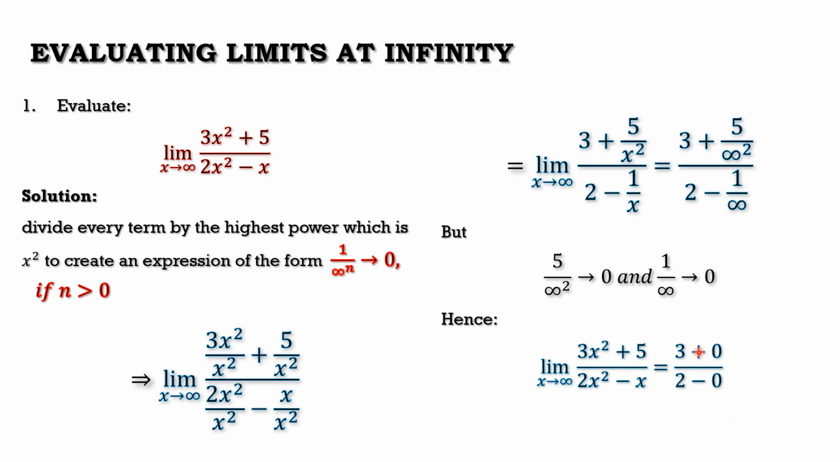Then we are going to end up with 3 plus 0 divided by 2 minus 0, which will give us 3 over 2. So it means that the approximate number for this particular function when x approaches infinity will be 3 divided by 2. So that is the behavior of the function as it is approaching infinity.